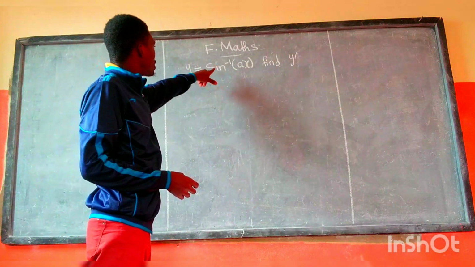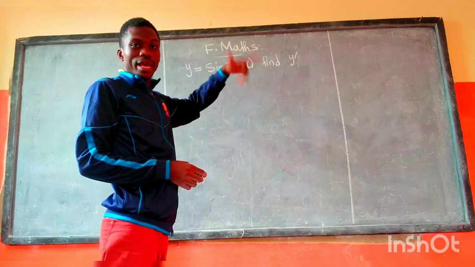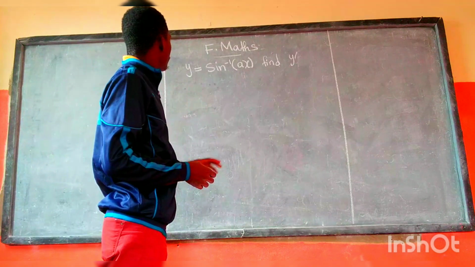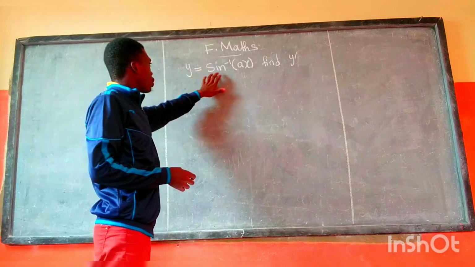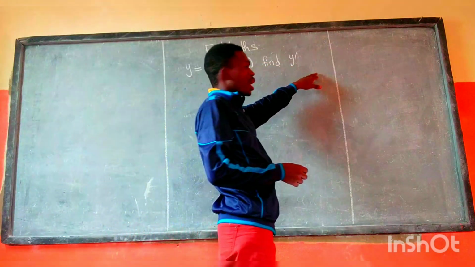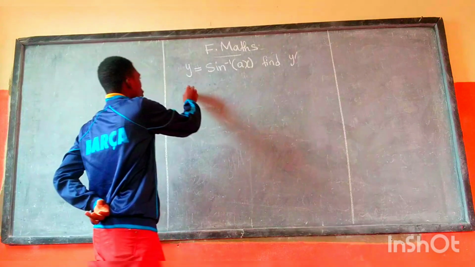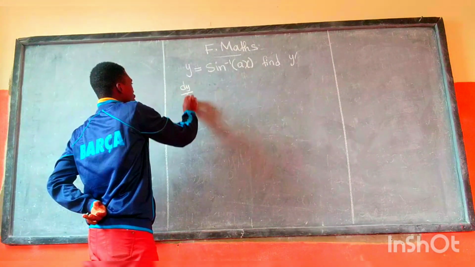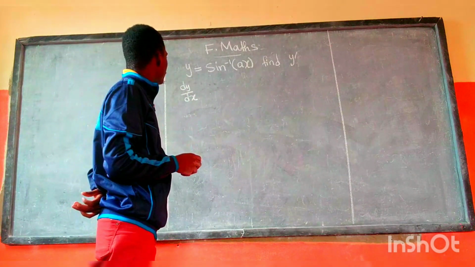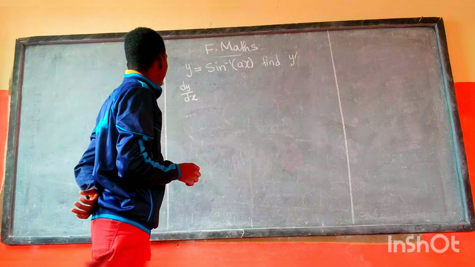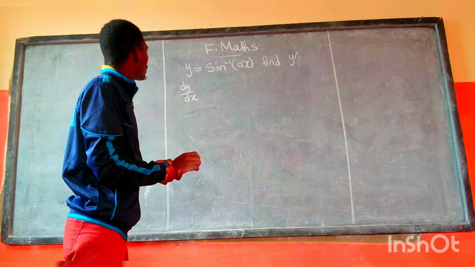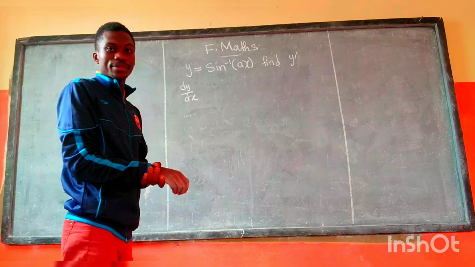Differentiate sine inverse of ax and then integrate your results. Given that y is equal to sine inverse of ax, find y prime. And y prime here represents dy dx. And then integrate your result. So, I am finding the derivative of sine inverse of ax.